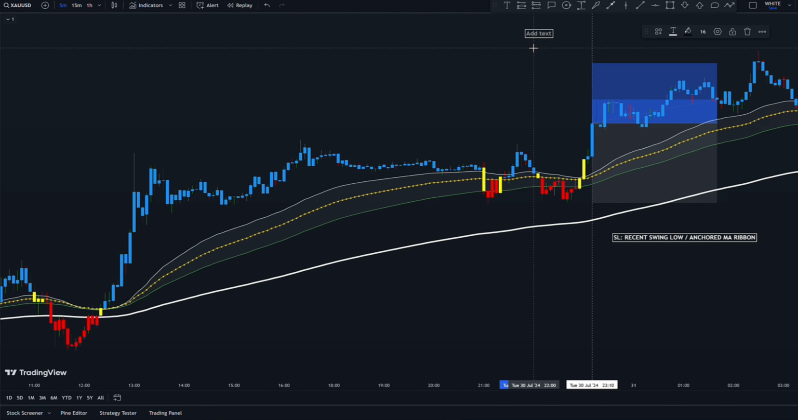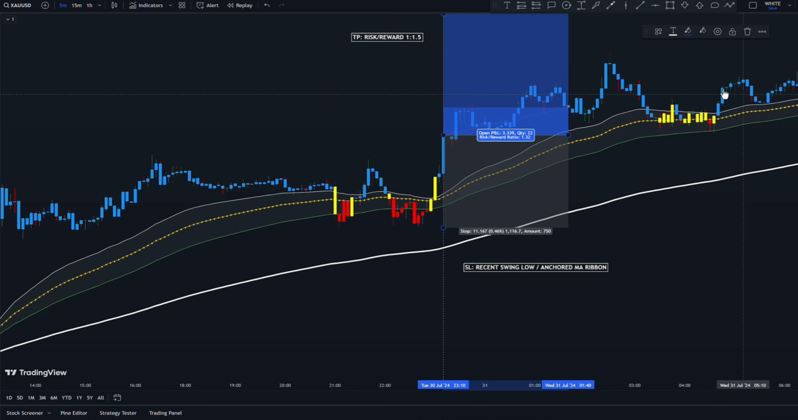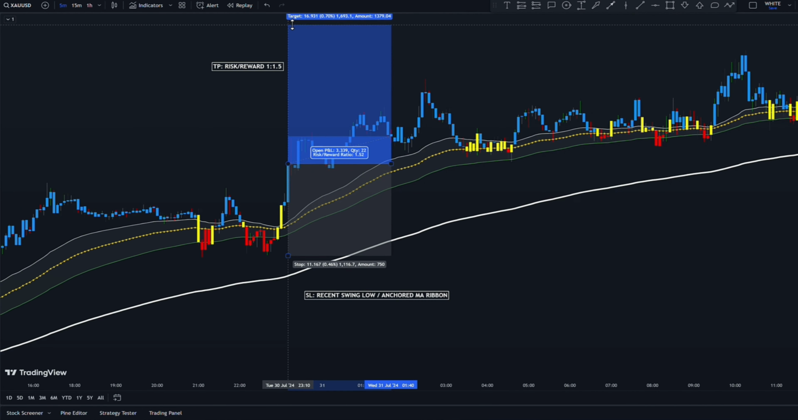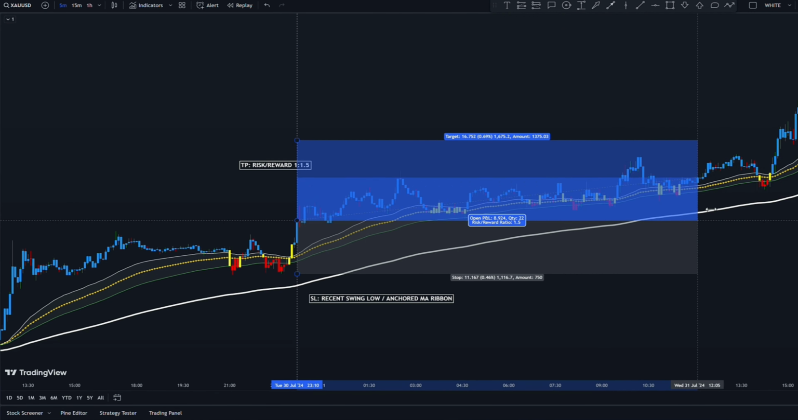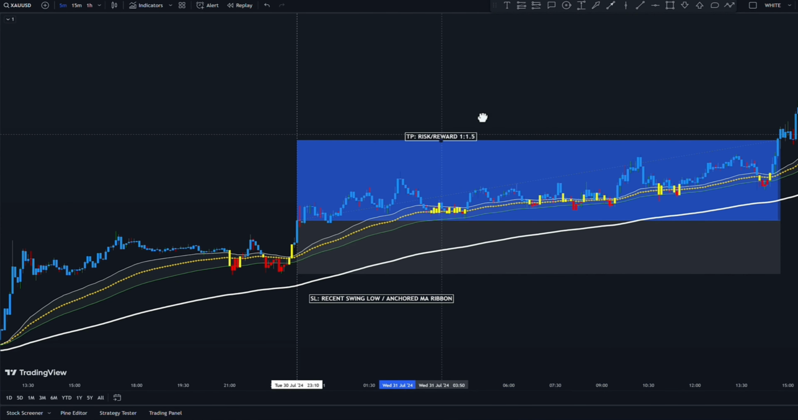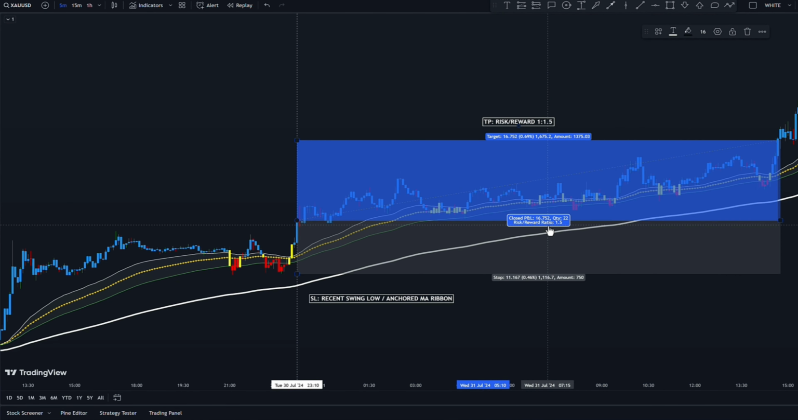Next, we set our take profit level. The take profit level is the price at which we will exit the trade to secure our profits. We set the take profit at a level that is 1.5 times greater than the stop loss. For example, if our stop loss is $10 below our entry price, our take profit would be $15 above our entry price.